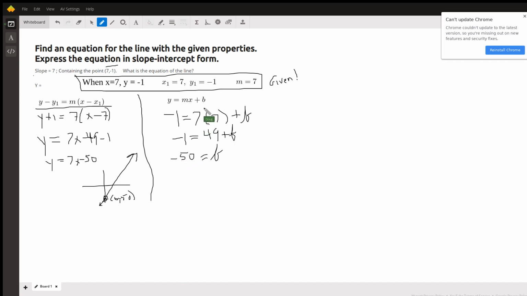And then once you've found out what b is, you can write the equation. y equals, slope is 7, b is -50. You get the same equation either way: y equals 7x minus 50. Again, I prefer to use point-slope when you don't know the y-intercept, but the choice is yours. You can use whichever you're more comfortable with.